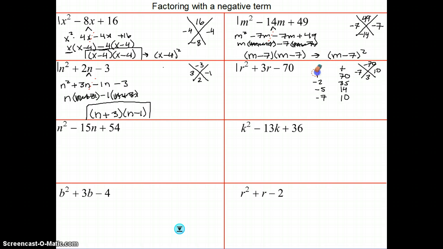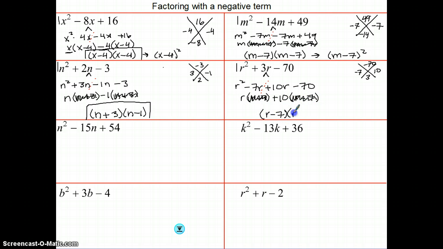So I'm going to rewrite my positive 3 as negative 7 plus 10 and factor by grouping. r squared minus 7r plus 10r minus 70. From the left, I see an r in common, so I factor out the r, leaving me with r minus 7. From the right, I see a positive 10 in common, so I factor out the positive 10, leaving me again with r minus 7. Factoring out the r minus 7, that leaves me with an r from the first term and a positive 10 from the second.